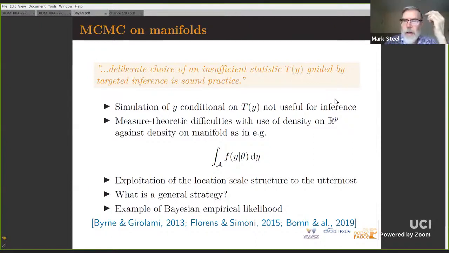Christian, sorry, we're running a bit short of time. You could, so this is the last slide. Maybe. Okay, this is the last slide.